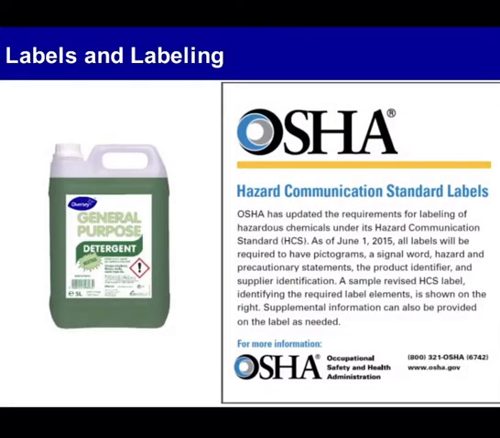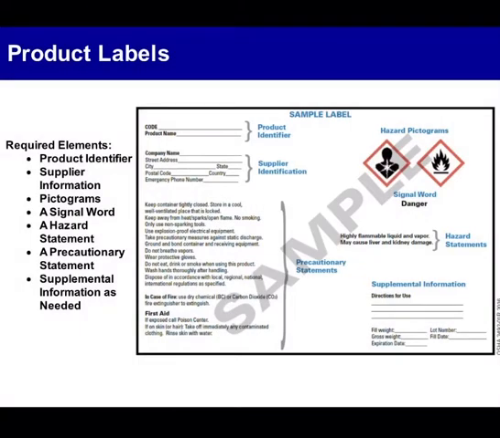Labels provide important information about the product contained within. They're typically your first source of information about the chemical. The information on the label and in the safety data sheet come from a professional evaluation of the chemical conducted by the manufacturer or importer. Every manufacturer's label is different. You should familiarize yourself with the structure of the labels on the products used in your workplace.